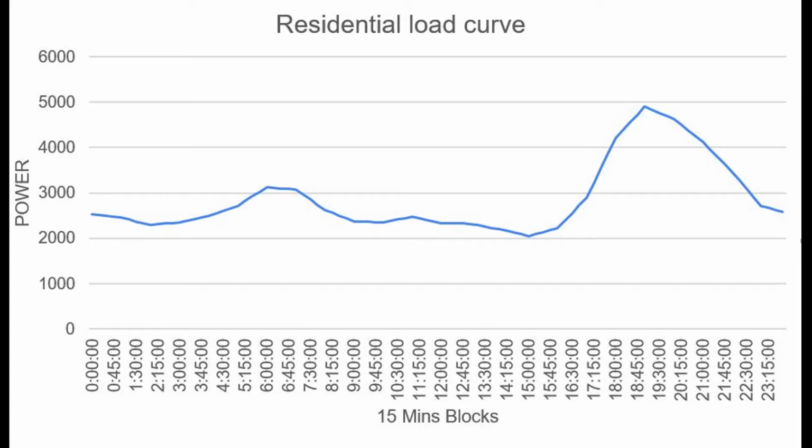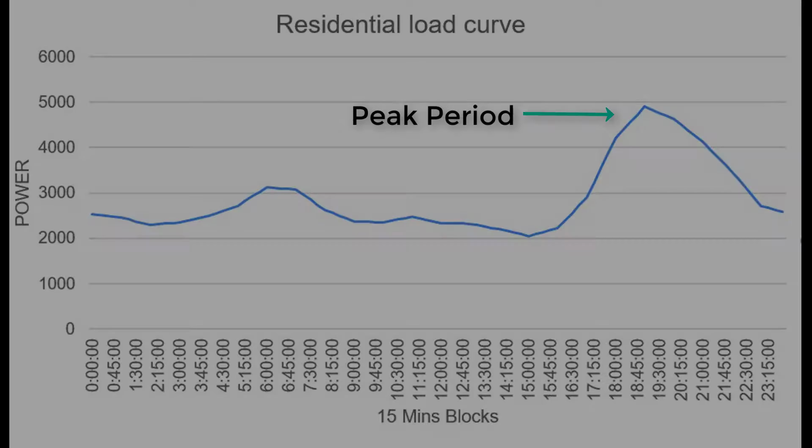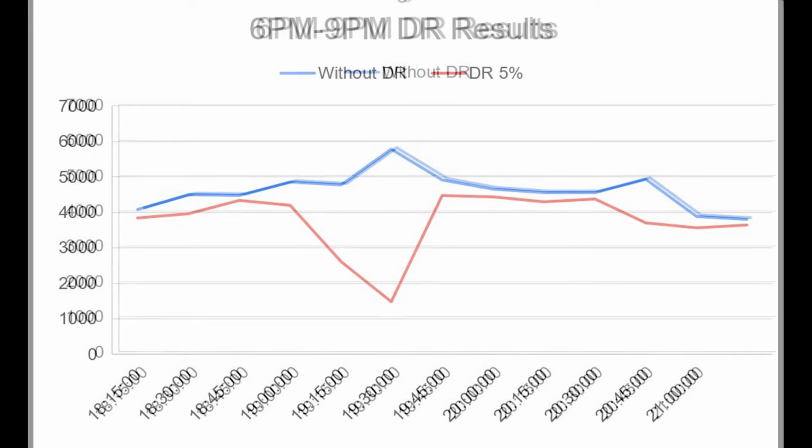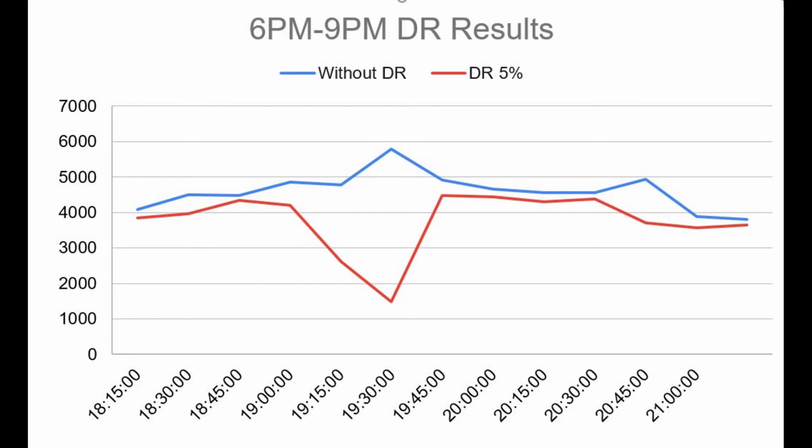This is a residential load curve. The demand response algorithm was tested upon this peak period. If we zoom in the peak period, this is the curve without any reduction. Now upon 5% reduction, this is what we get.